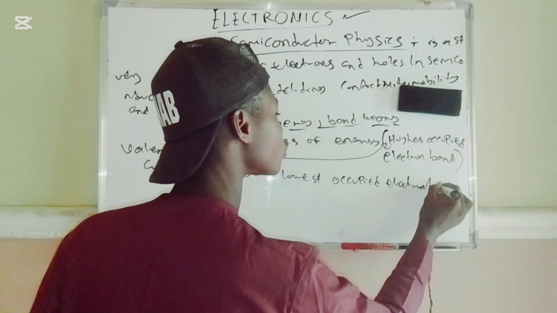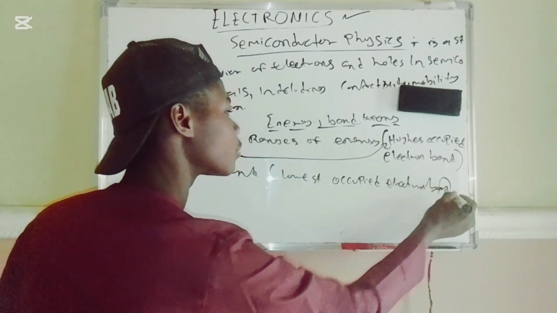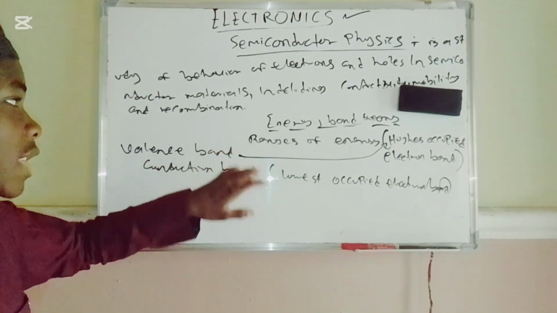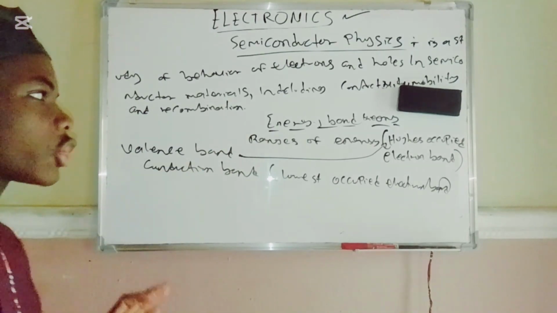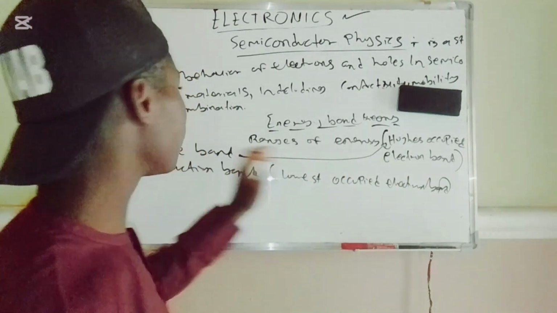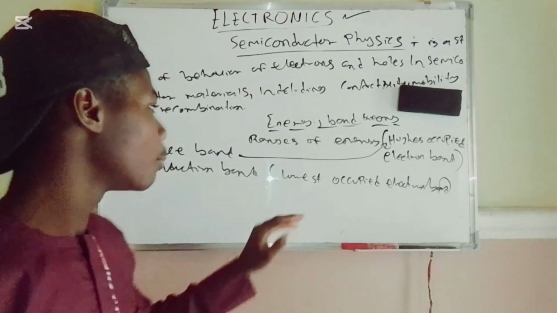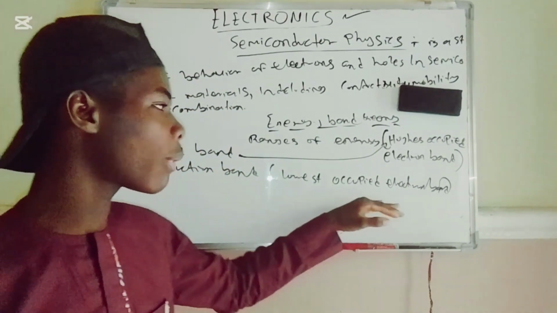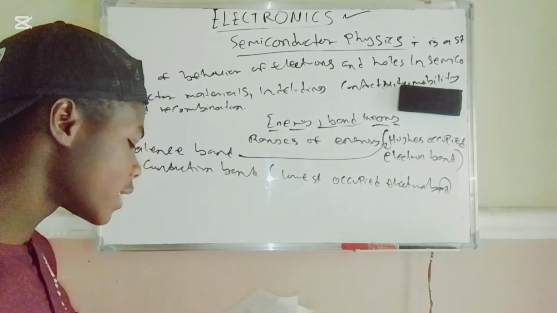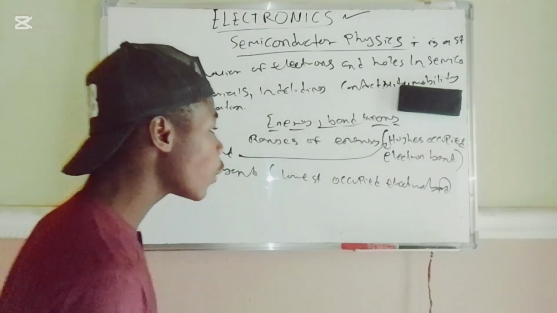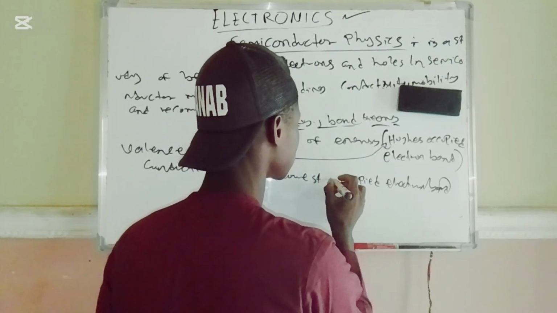Occupied electron band. Sorry for my writing. So you see that the difference between the valence band and the conduction band is that the valence band is the highest occupied electron band, while the conduction band is the lowest unoccupied electron band.